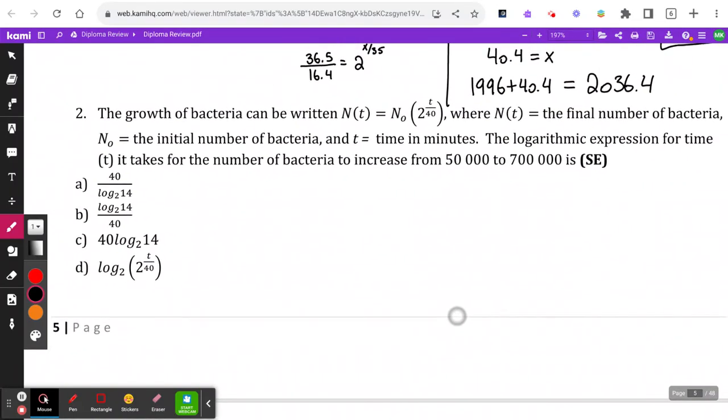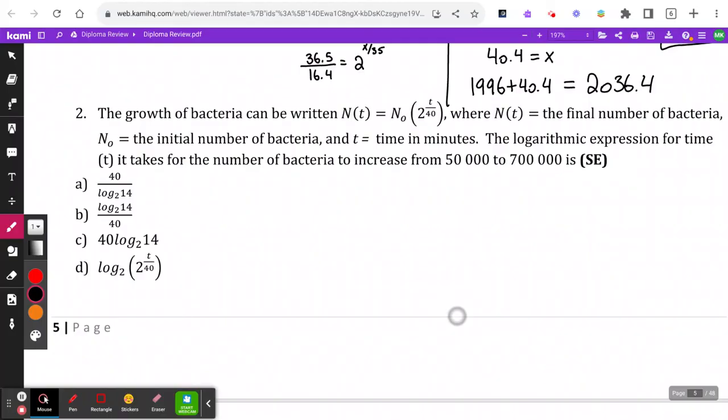Okay, let's try number 2. Hey, look, it's marked standard of excellence. So there you go. The growth of bacteria can be written as N_t equals N naught times 2 to the power of t divided by 40, where N_t is the final number of bacteria, and N naught is the initial amount of bacteria, and t is time in minutes. The logarithmic expression for time it takes for the number of bacteria to increase from 50,000 to 700,000 is. Okie dokie.